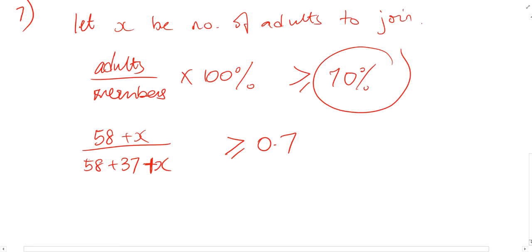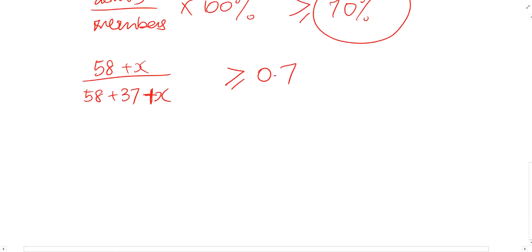Now, our inequality looks like this. What should we do to both sides? Times 58 plus 37. Okay, 58 plus 37 is actually how much? 95. So you want to multiply both sides by 95 plus x. But before you multiply, you have to be careful. Times 95 plus x.